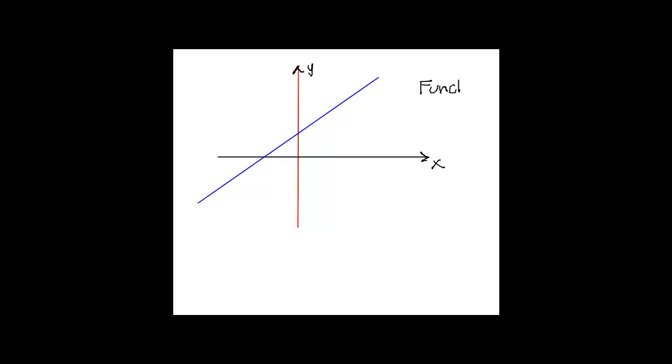So if I have a graph in front of me, it's very simple. I can go ahead and draw a line through it, and then I can see if it's a function. If I draw a vertical line through this, that vertical line passes through this only at one point. Only. Does that make sense? So yes, the straight line is a function.